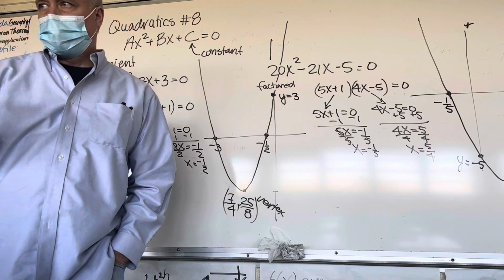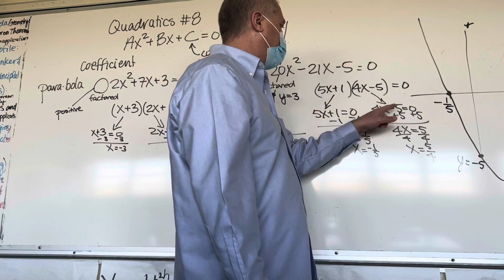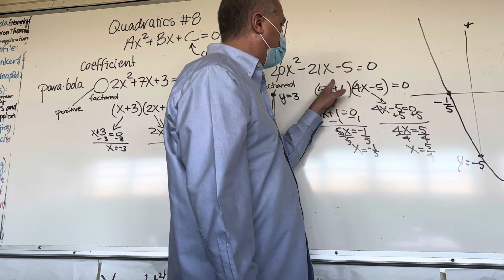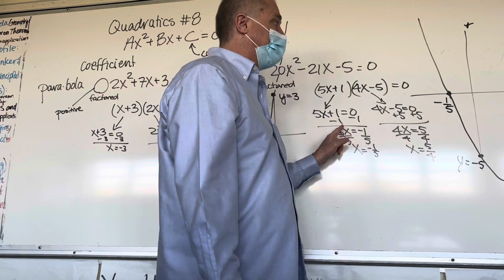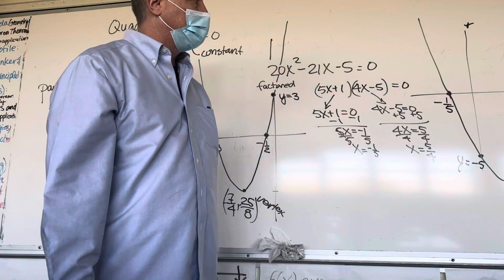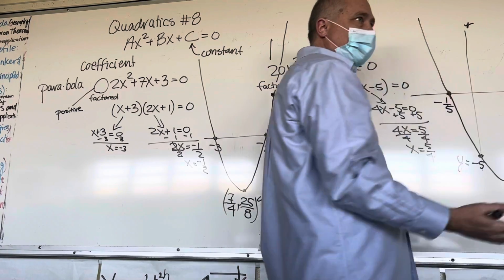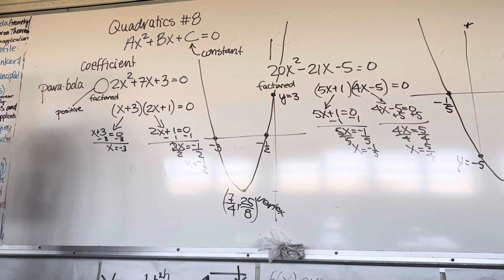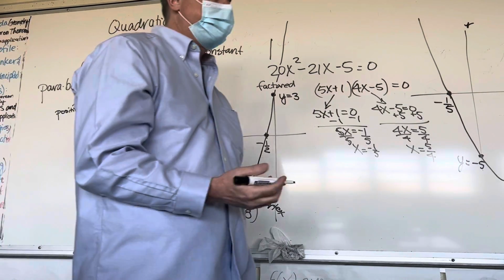So probably two big takeaways from this. First, make sure that you're thinking about placing these equal to 0, because this A term must be 0 and or this B must be 0 for the whole thing to equal 0. That's why we're placing them equal to 0. And number two, the three names: x-intercepts, roots, or zeros. Those three names. Who knows all three names? Yep, that's what I'm going for.